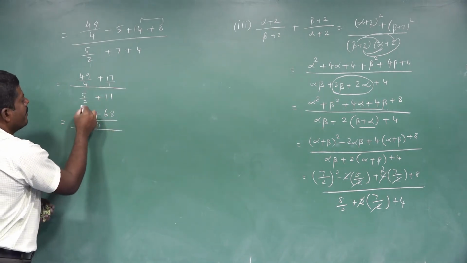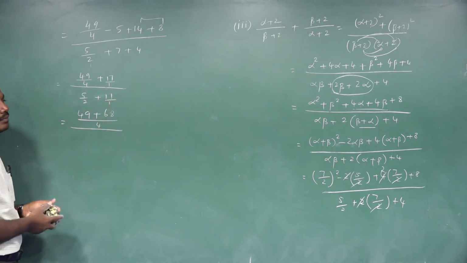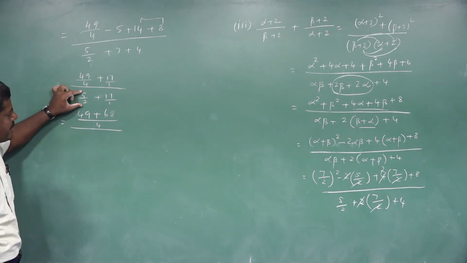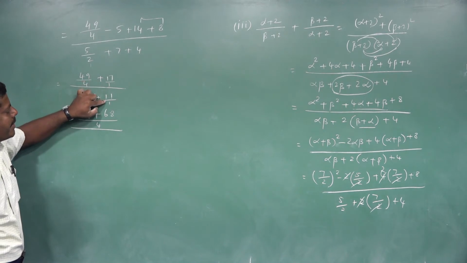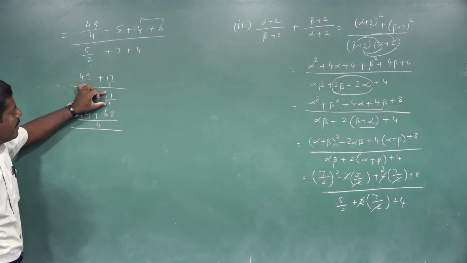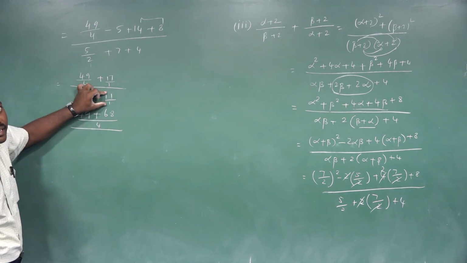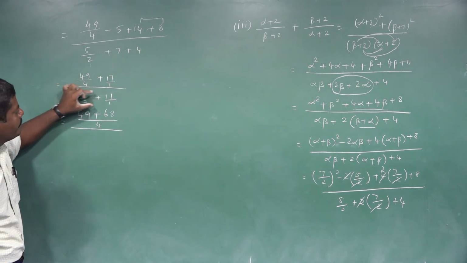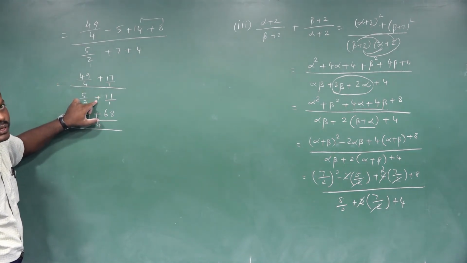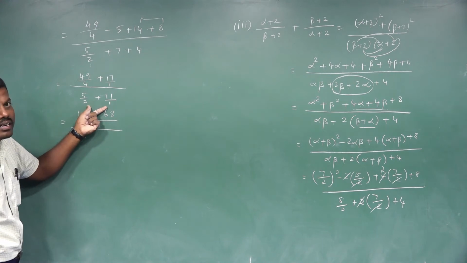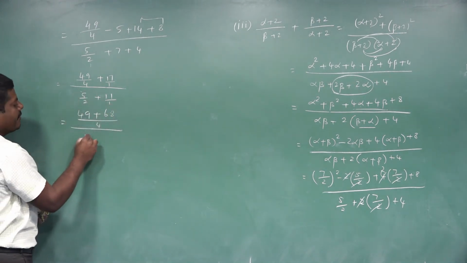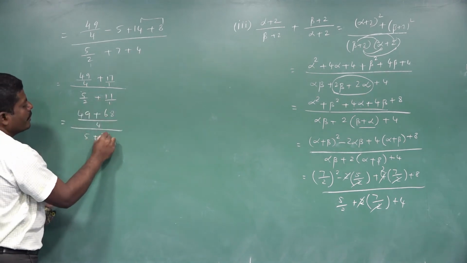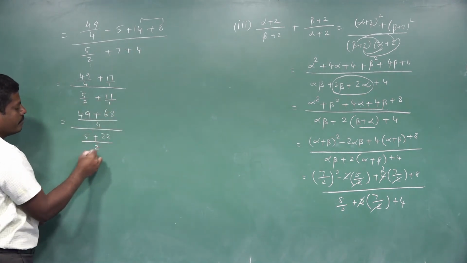Whole divided by, here also we can take 1. 5 divided by 2 is a fraction, plus 11 is a whole number. For a whole number, we can take the denominator as 1. Now 11 divided by 1 is a rational number. So we want to add these two rational numbers. Denominators are not same, so again we do cross multiplication. 5 1s are 5 plus 2 11s are 22, divided by 2 1s are 2.